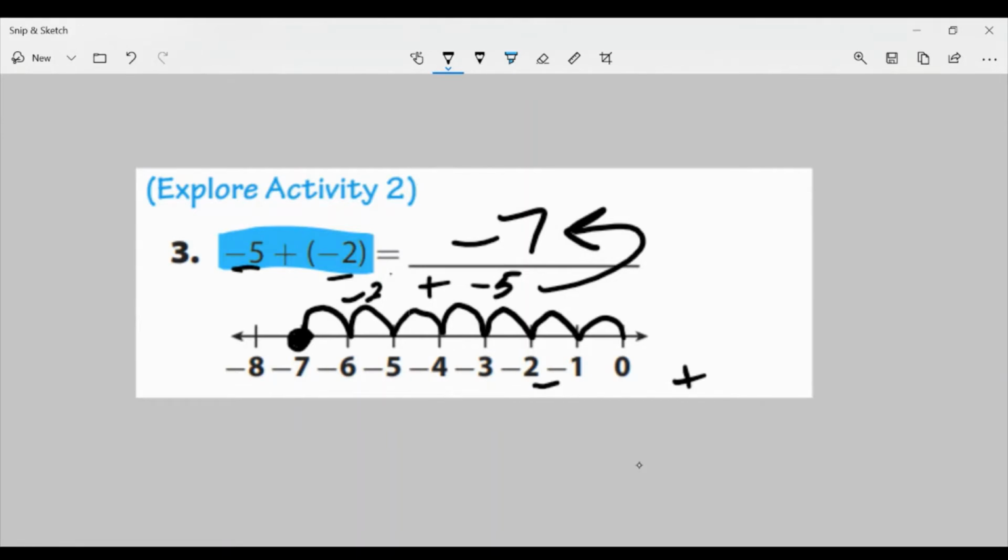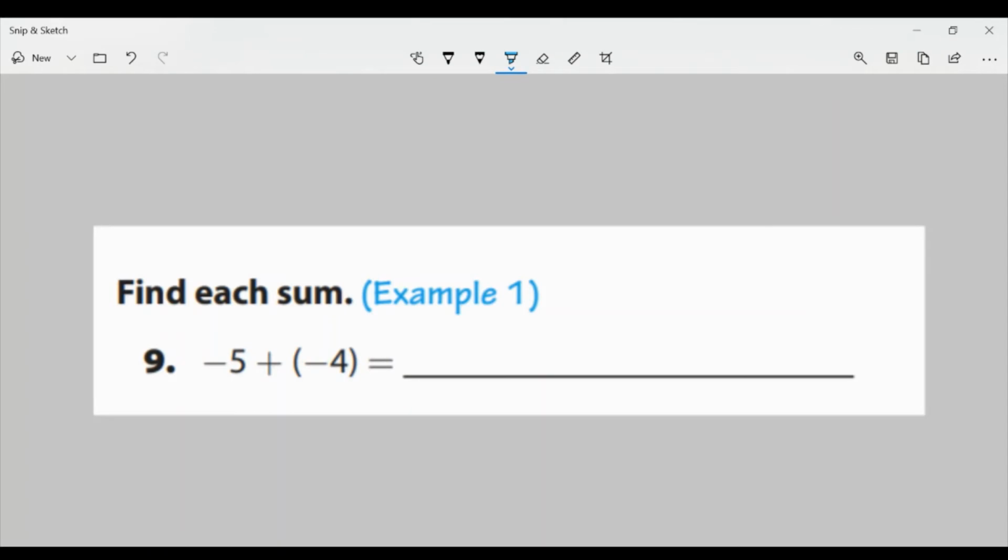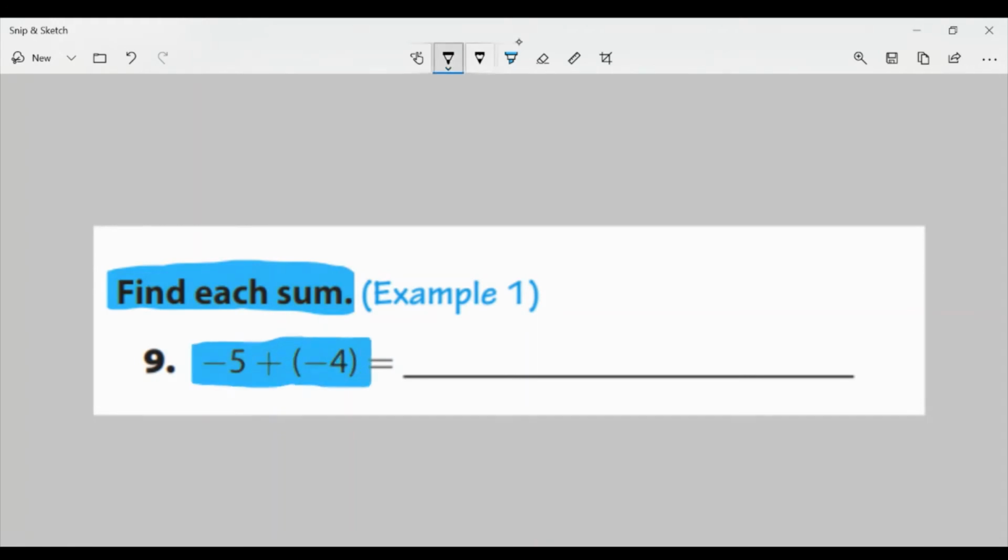All right, so we're on the last example of this video, okay? We're on number 9 on page 10. In this section, they want us to find each sum, right? Sum meaning the answer to an addition problem. So number 9, we have -5 plus -4, okay?